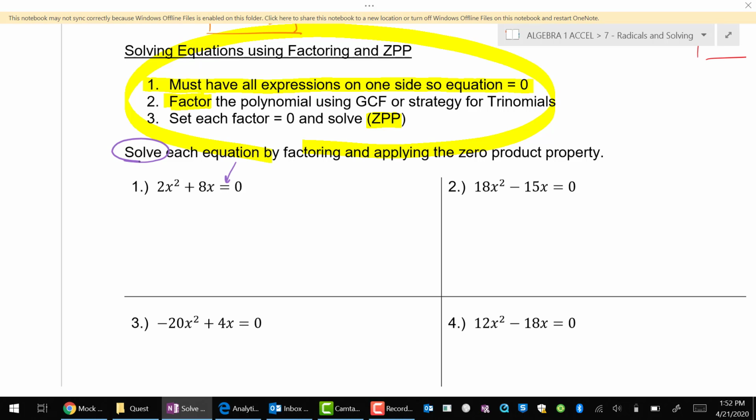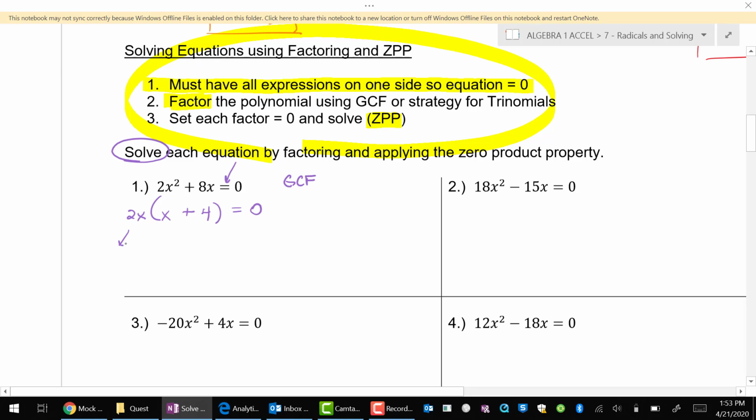Now in number 1, I noticed that there's a GCF I can factor out. Looks like a 2 and then an x. So 2x, undistribute the 2x, carry down equals 0. Don't lose that part of your equation. So x plus 4 is how that factorization is going to look. You can check by distributing back.